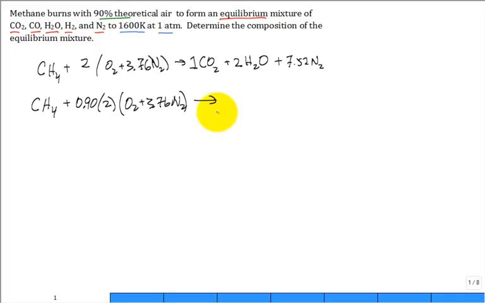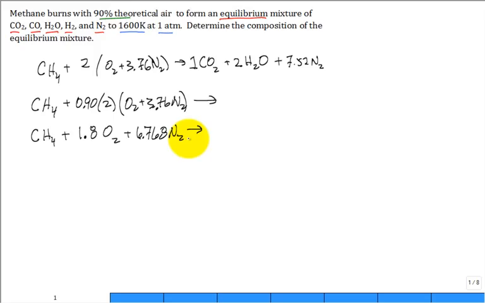Before I worry about the right-hand side, let me worry about the left-hand side. I'm going to write it this way. CH4 plus 1.8 O2s. Did I get that right? And then the 1.8 times the 3.76 gives me 6.768 N2s. Now I'm still going to use that single arrow and say none of that is in the products.